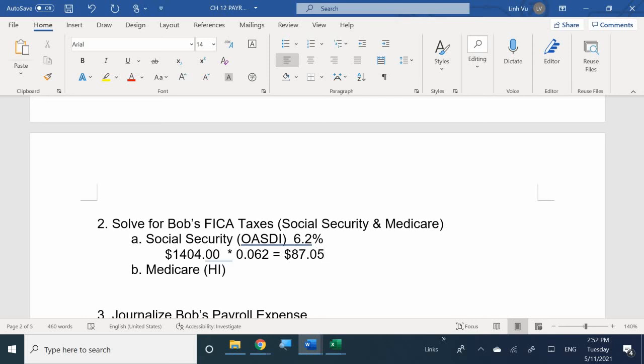Okay. How much is Medicare? What percentage is Medicare? 1.45%. So in this case, it's also based on total gross earnings. So 1404 times the 0.0145. So how much is Mr. Bob going to be subject to pay for his Medicare? $20.36.